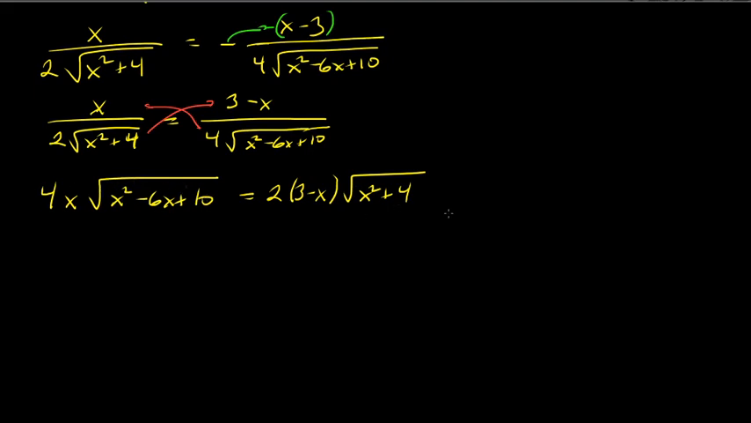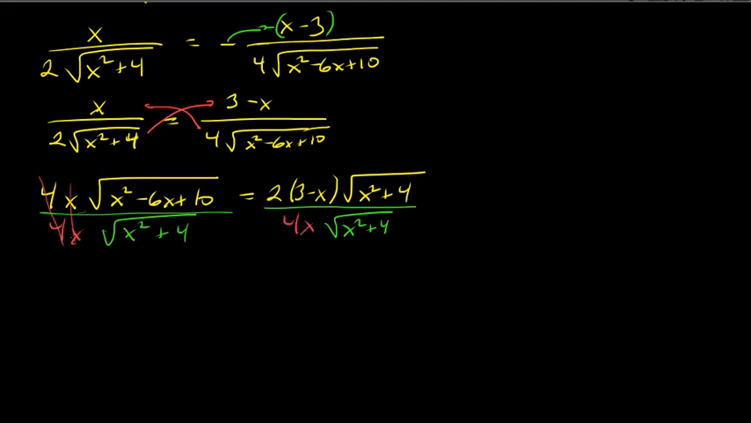What can we do? We can square both sides. That'll get rid of the square roots. Oh, before we do that, why don't we isolate the square root? I'm going to divide both sides by the square root of x squared plus 4. So we get the square root on the left side, not the right side. And while we're at it, why don't we divide both sides by 4x? Right, so these cancel, and these cancel. And now the left side is just one big square root.